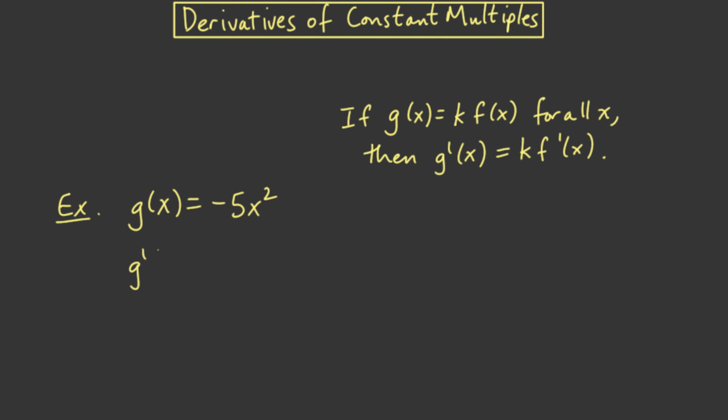So g prime of x is going to be, and then what we do with the minus 5, since it's multiplying x squared, that's our k. So the minus 5 is just going to stay in front. We're going to have minus 5 times the derivative of x squared. And I'm going to write that as x squared prime. And we know the derivative of x squared. This equals minus 5 times 2x. And that's just minus 10x. And that's our answer.